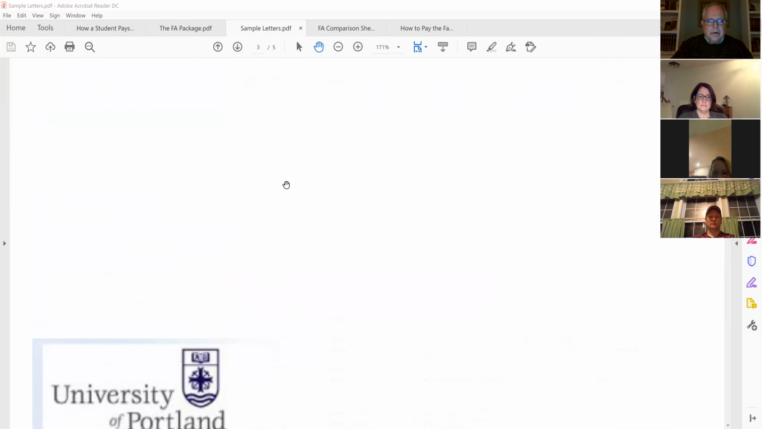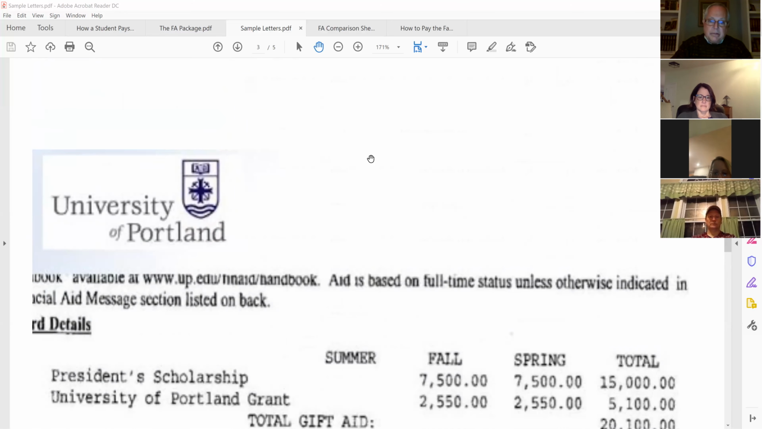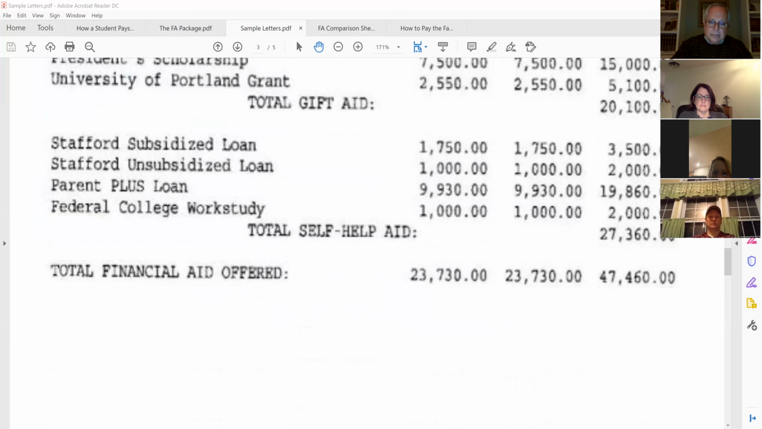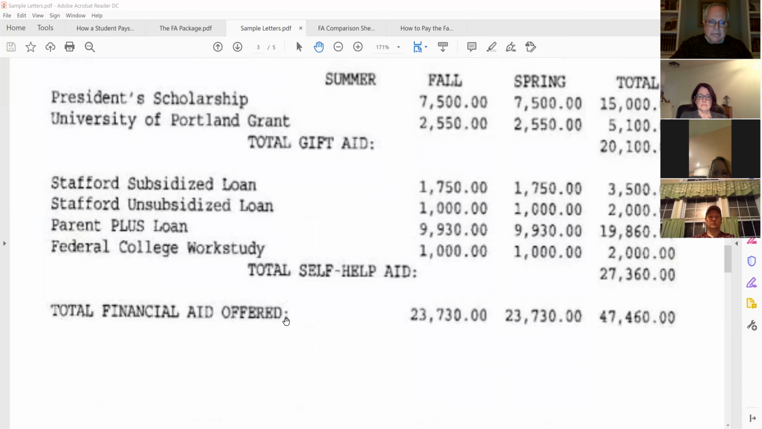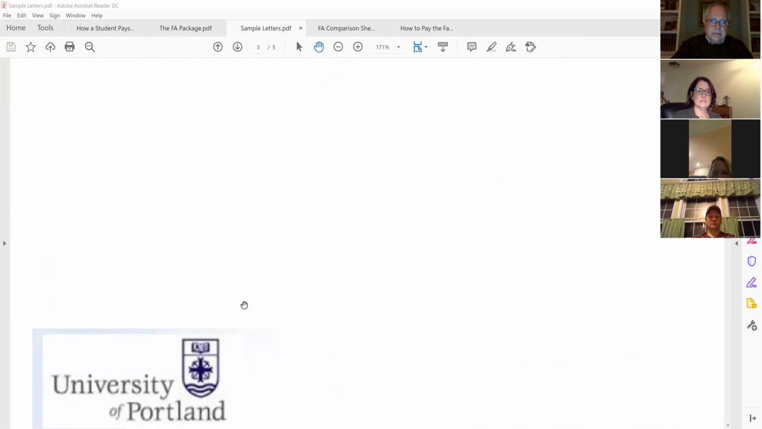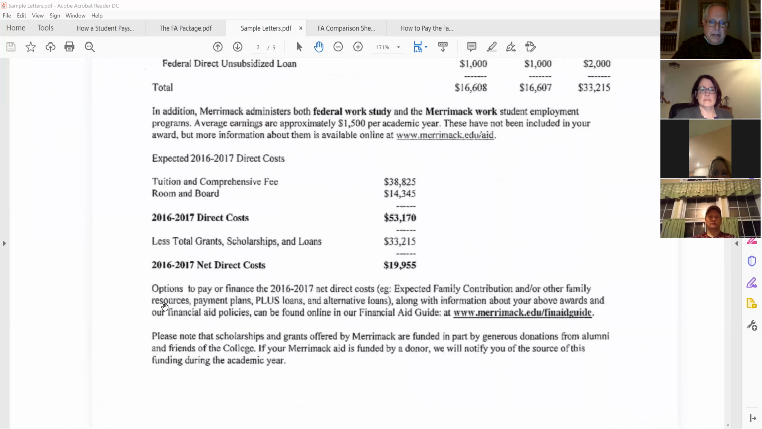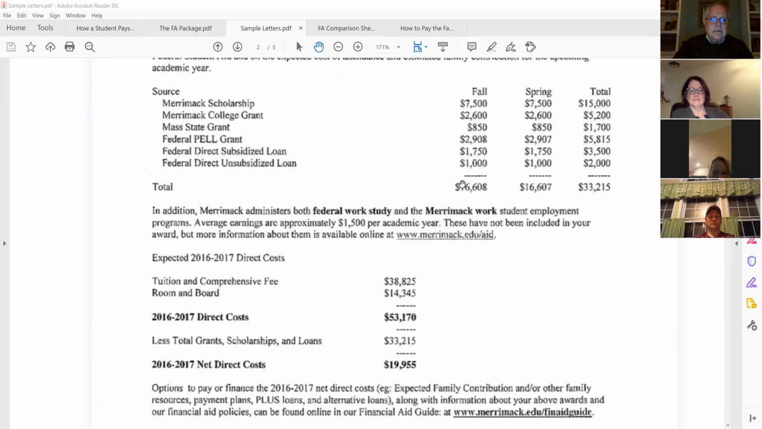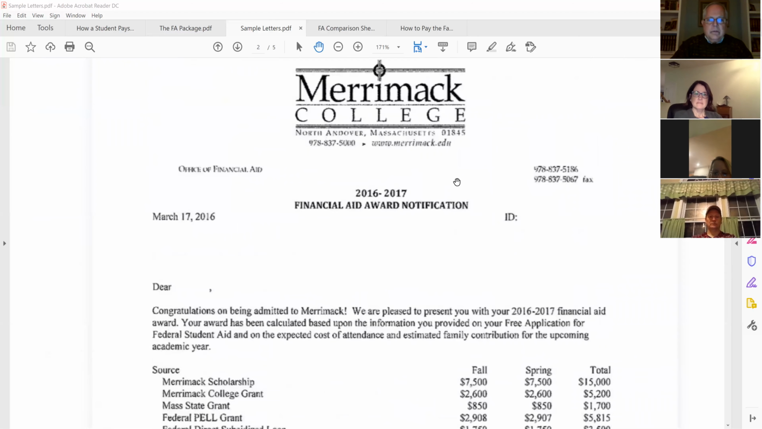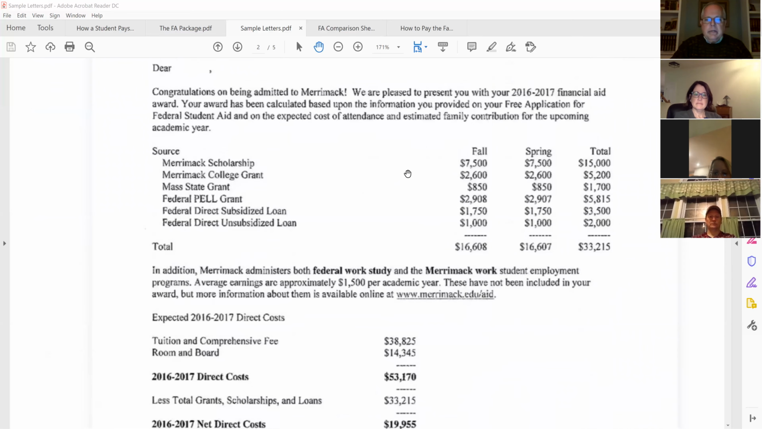They're at Portland. All right. Other than the fact that we don't know how much the total cost is, so we can do those comparisons. So we're going to have to find that out to do our math. And yes, we need to do the math so we know. All right. So here is another one. This is Merrimack College.